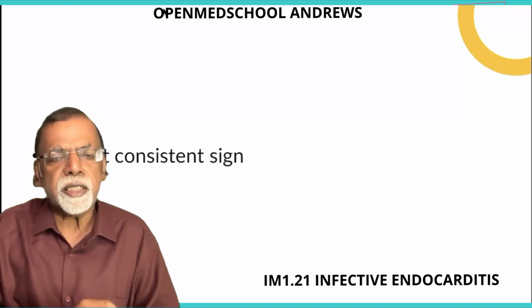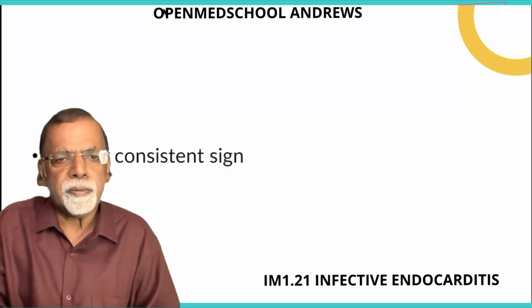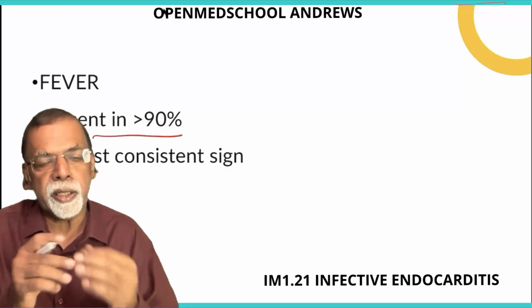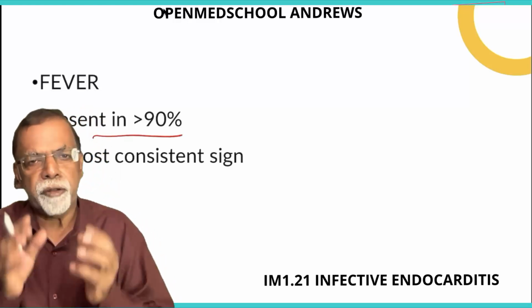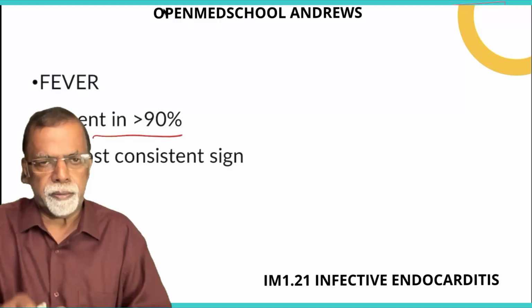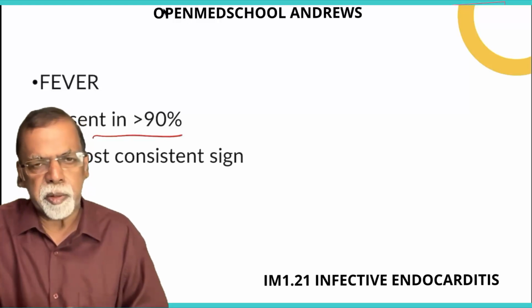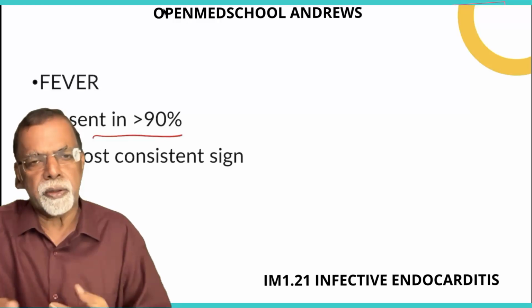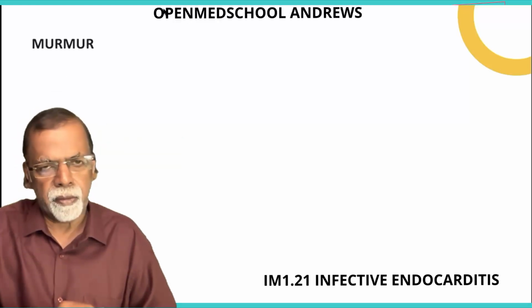What is the most consistent sign of infective endocarditis? It is fever, present in more than 90% of patients. So remember that 10% of patients with infective endocarditis can present without fever. They may present with worsening heart failure, or they may present with a stroke. So that should be kept in mind.